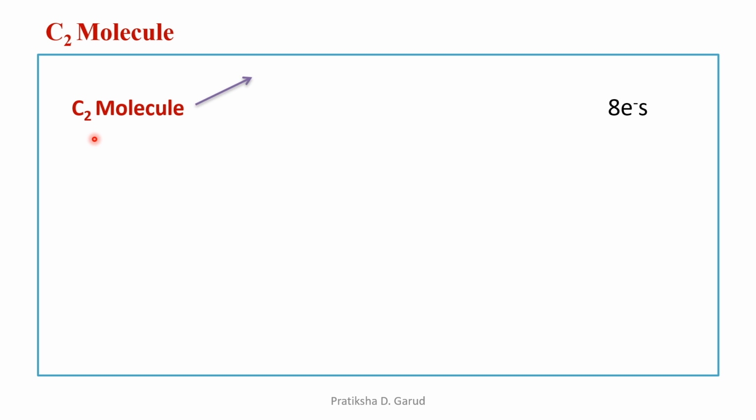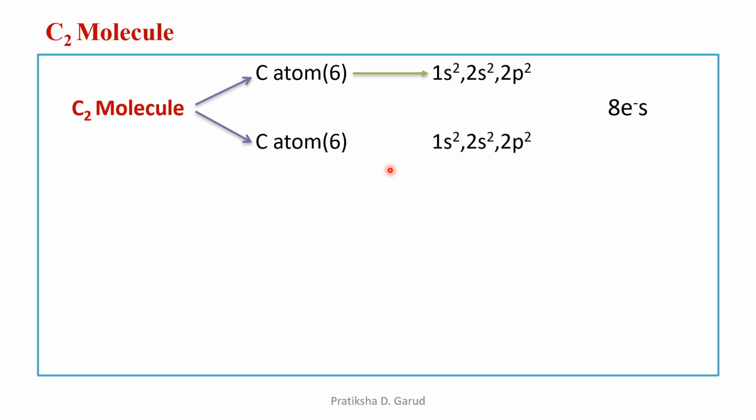So we are having the first carbon atom with the atomic number 6. That means the electronic configuration is 1s2, 2s2, 2p2. Similarly, we are having the second carbon atom with atomic number 6. Therefore, the electronic configuration is 1s2, 2s2, 2p2.